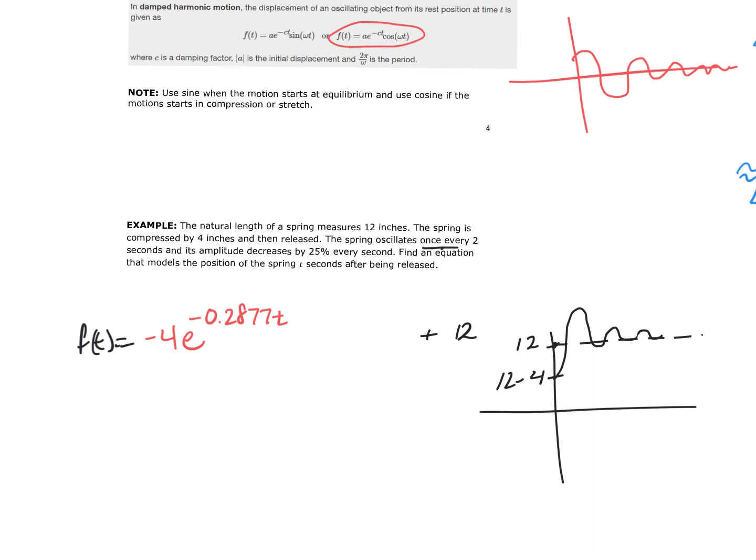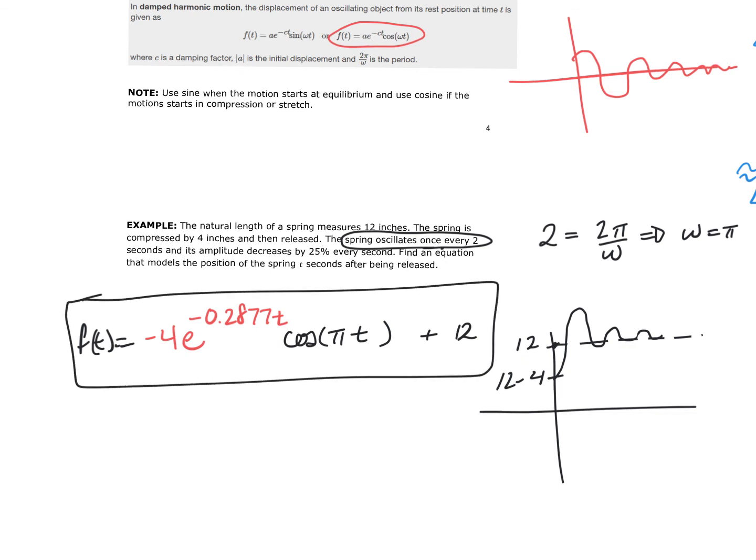Okay, so now I just have to figure out what I'm going to use for omega. Because it oscillates once every 2 seconds, we know what our period is going to be. It's going to be 2 is equal to 2 pi divided by omega. So we know that omega must equal pi. So we have the cosine of pi times t, plus the 12. And so here's our equation for dampened motion for this spring. And that's it for this section.